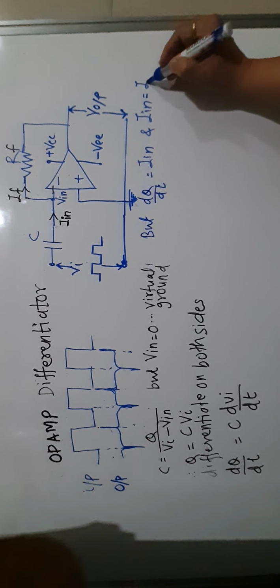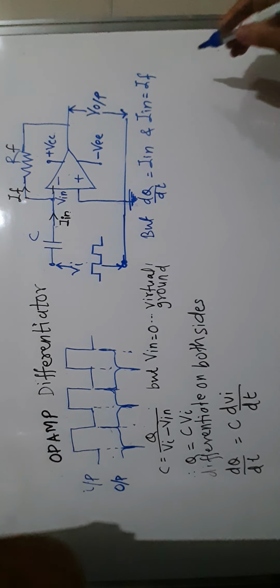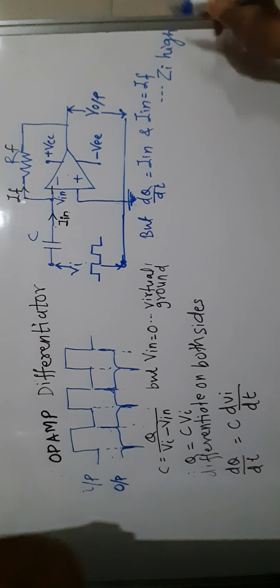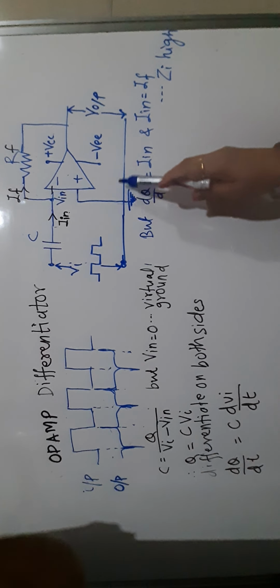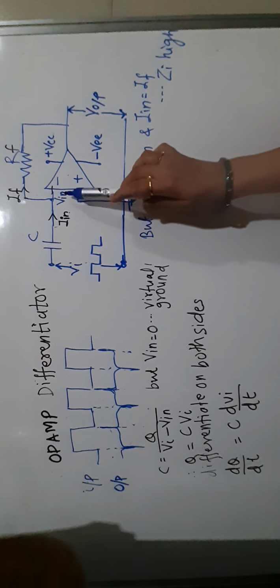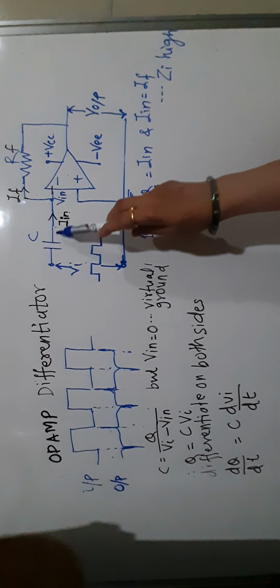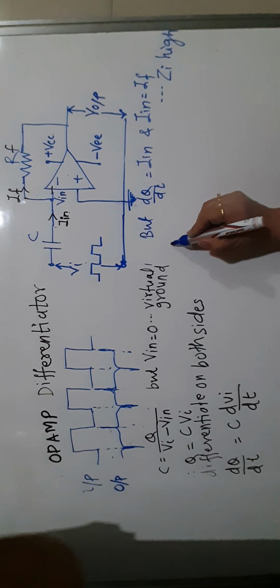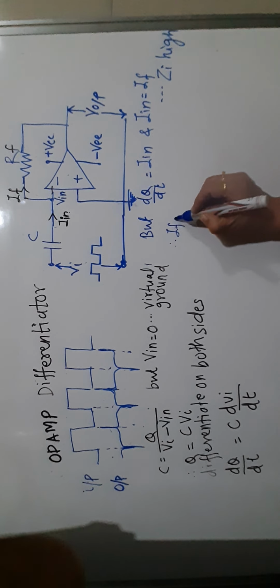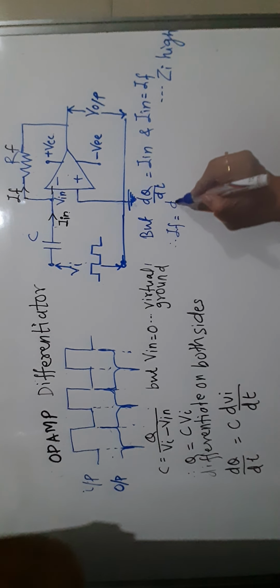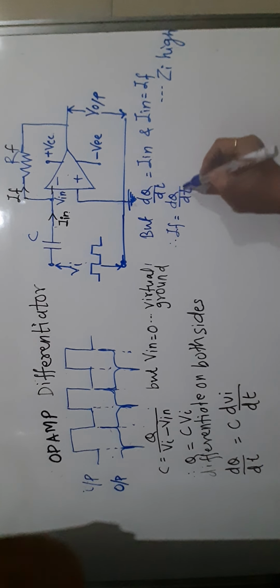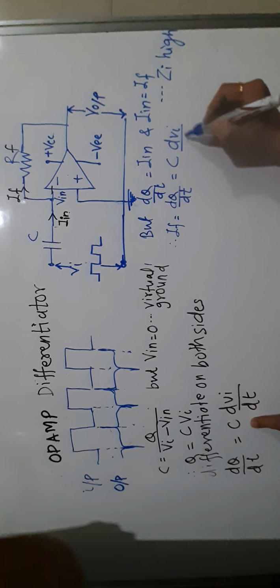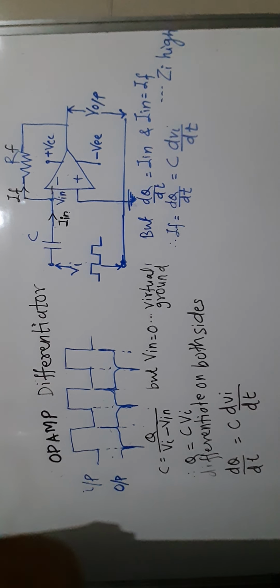In equal to If, because Zi is very high. As the input impedance of the op amp is very high, there is no current through the op amp, so all the input current In flows through the feedback network. So In equal to If. So we can write If equal to dq by dt equal to C dVi by dt.